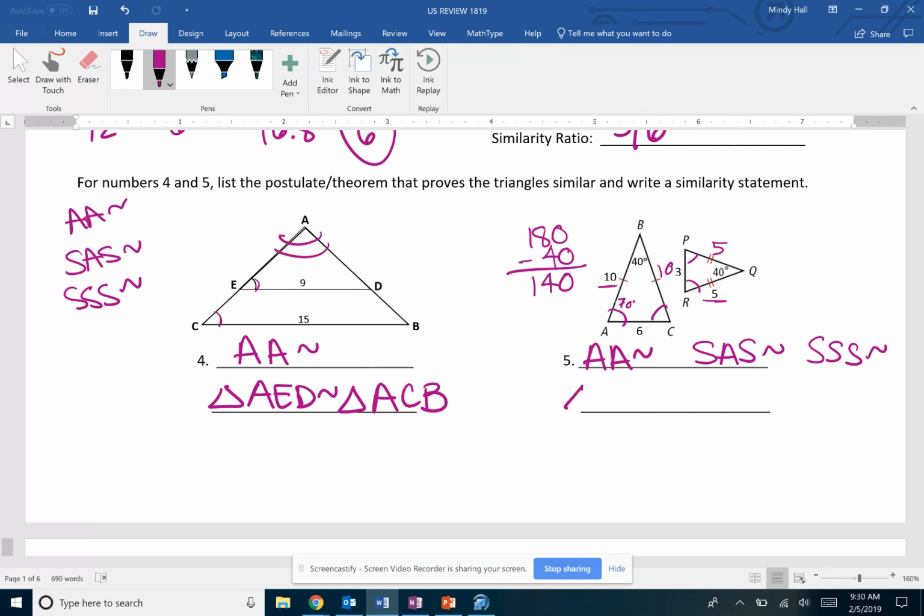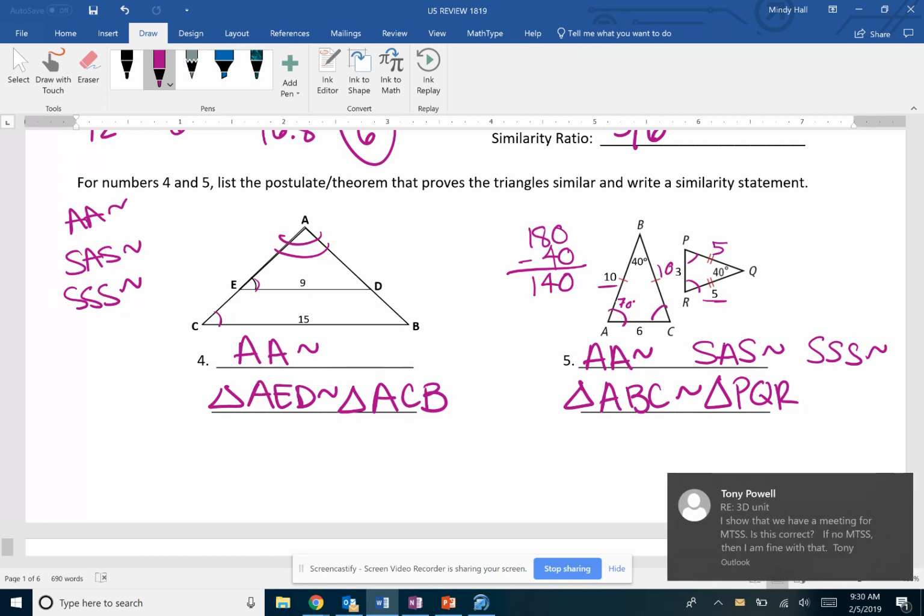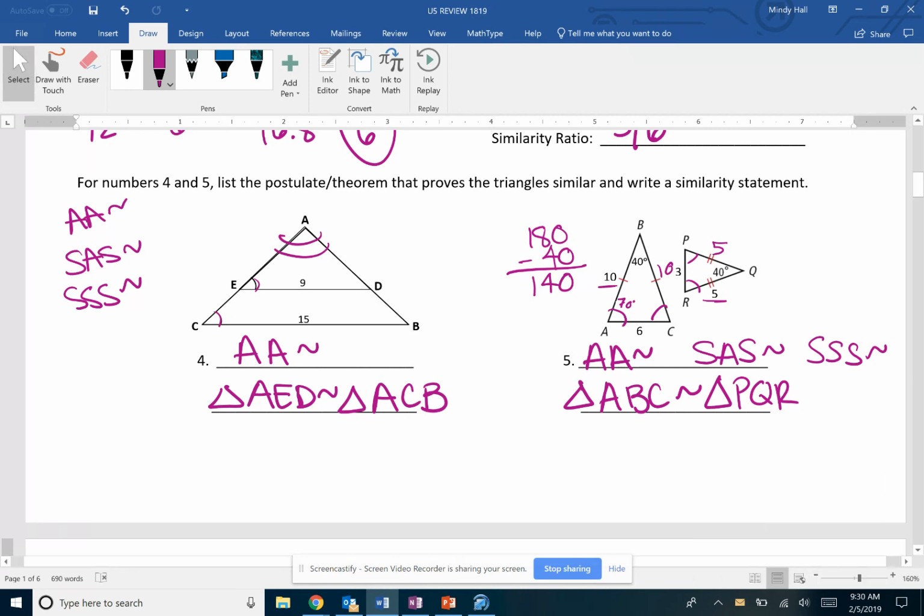So since we can prove it all of the ways, we would have triangle ABC is similar to triangle PQR, just like that. Okay, so just make sure when you're given triangles, you know which one is going to work the best for you. And if it is more than one, just pick one. It doesn't really matter, as long as you can actually prove it all the way. So, let's continue on.